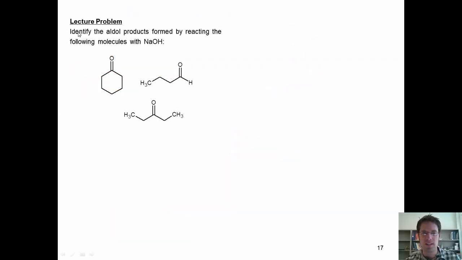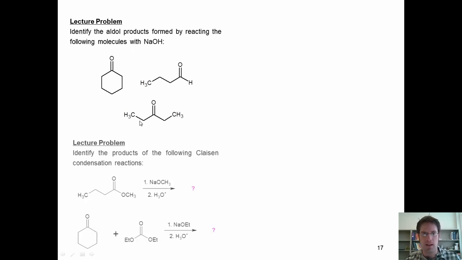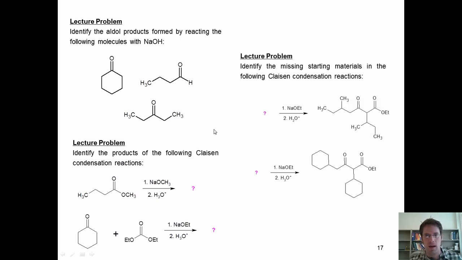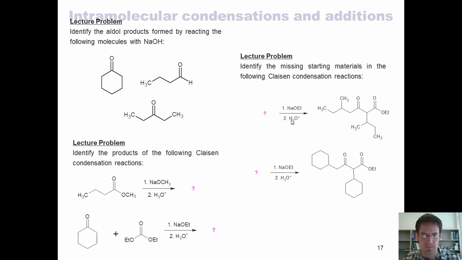First, I want you to identify the aldol products formed by reacting the following molecules with sodium hydroxide. Next, I want you to identify the products of the following Claisen condensation reactions. And next, I want you to identify the missing starting materials in each of the following Claisen condensation reactions.